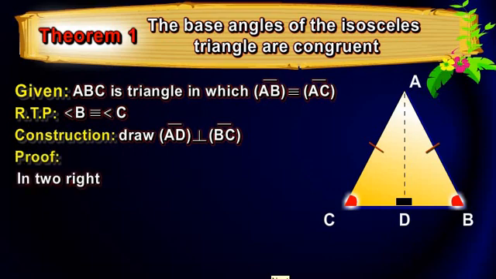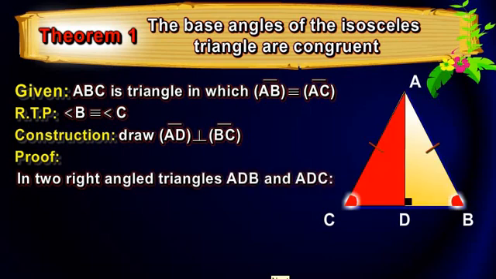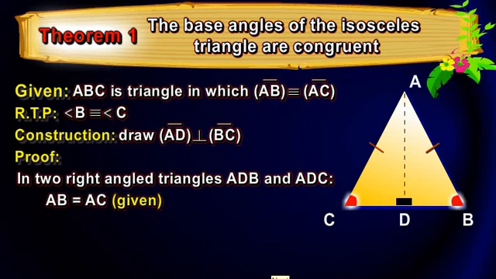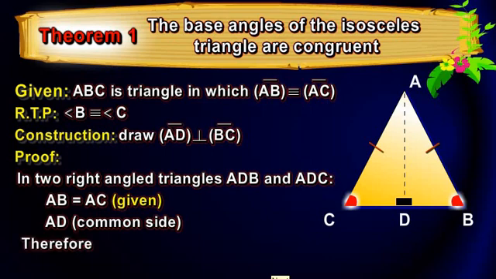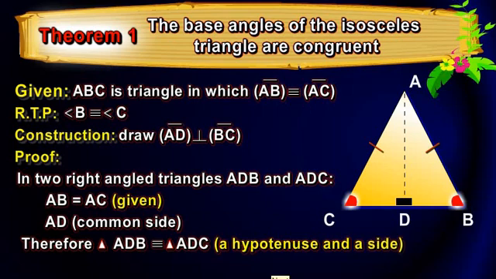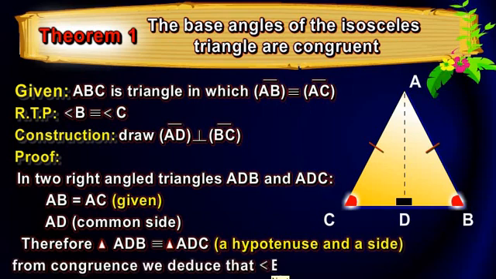In the two right-angled triangles ADB and ADC, AB equals AC, given. AD is a common side. Therefore, triangle ADB is congruent to triangle ADC, hypotenuse and a side. From congruence, we deduce that angle B is congruent to angle C.